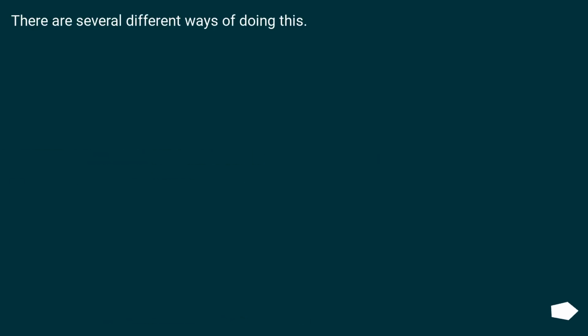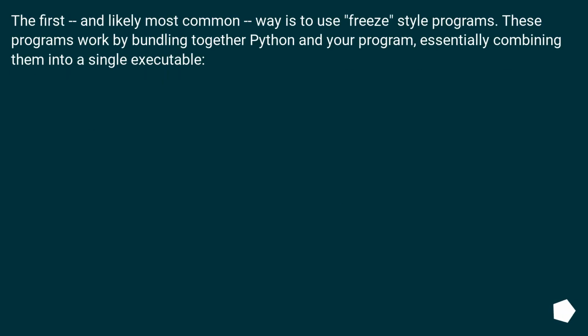There are several different ways of doing this. The first, and likely most common, way is to use freeze-style programs. These programs work by bundling together Python and your program, essentially combining them into a single executable.